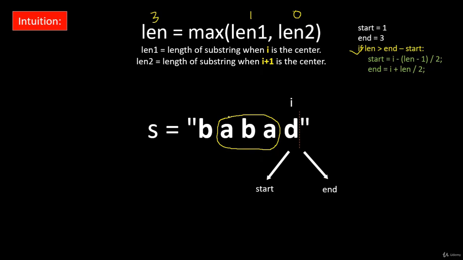This is my solution to this problem. For the worst case scenario, it will take big O of n squared time complexity, and it will take constant space complexity since we're not using any additional space. I'm not going to go through the code. I'm going to leave the code for you, and I'll attach the code in this video.